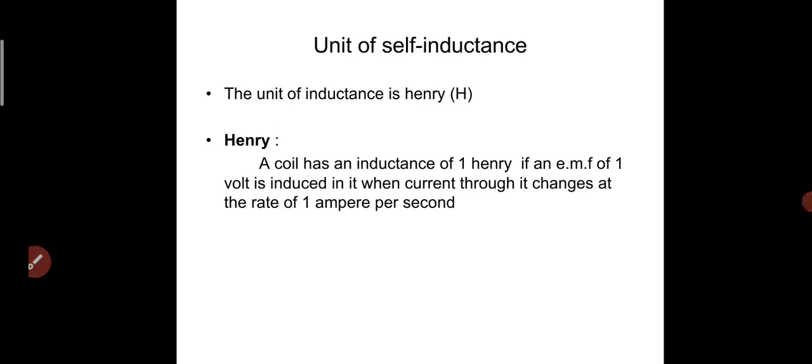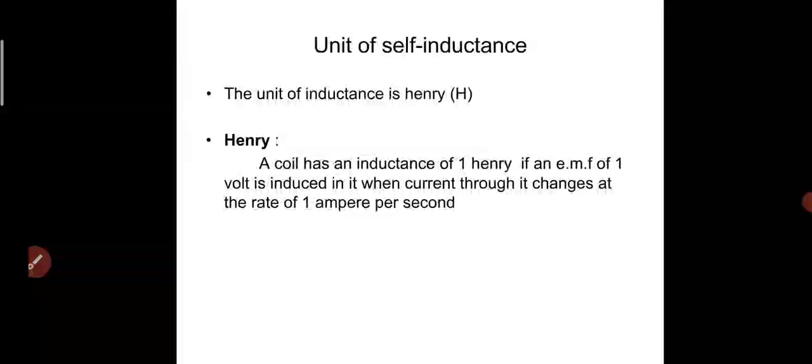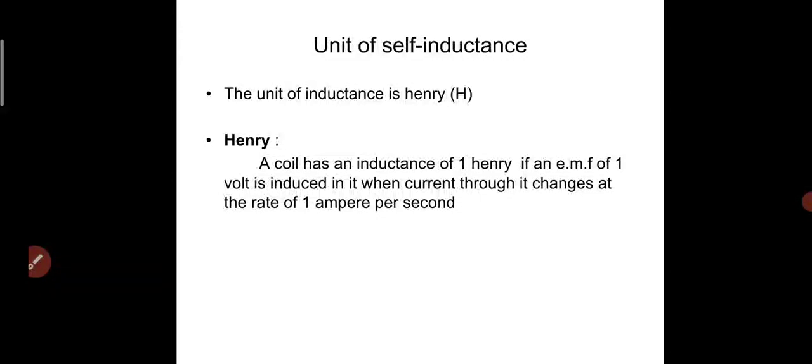A coil has an inductance of 1 Henry if an EMF of 1 volt is induced in it when current through it changes at the rate of 1 ampere per second.